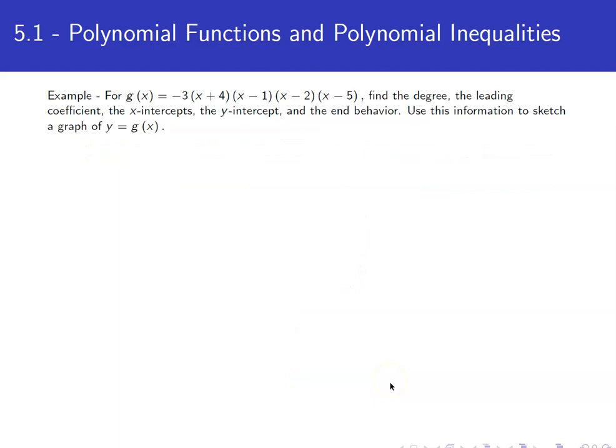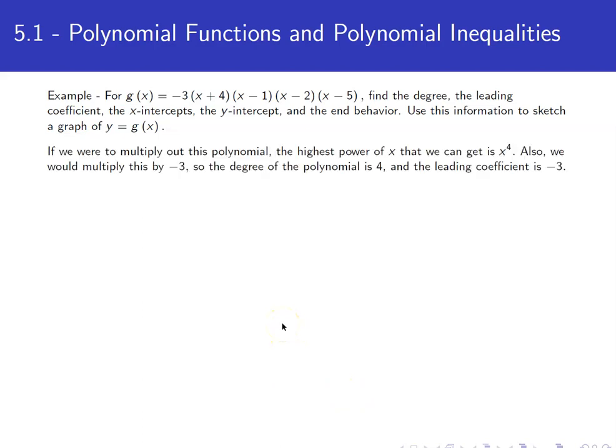Let's do another example, a little bit more complicated. This one gives us a polynomial in factored form. We have g of x as negative 3 times (x plus 4) times (x minus 1) times (x minus 2) times (x minus 5). We're asked to find the degree, the leading coefficient, the x-intercepts, the y-intercept, and the end behavior. Lots of information. But now we should have good information to be able to sketch a graph of this function.